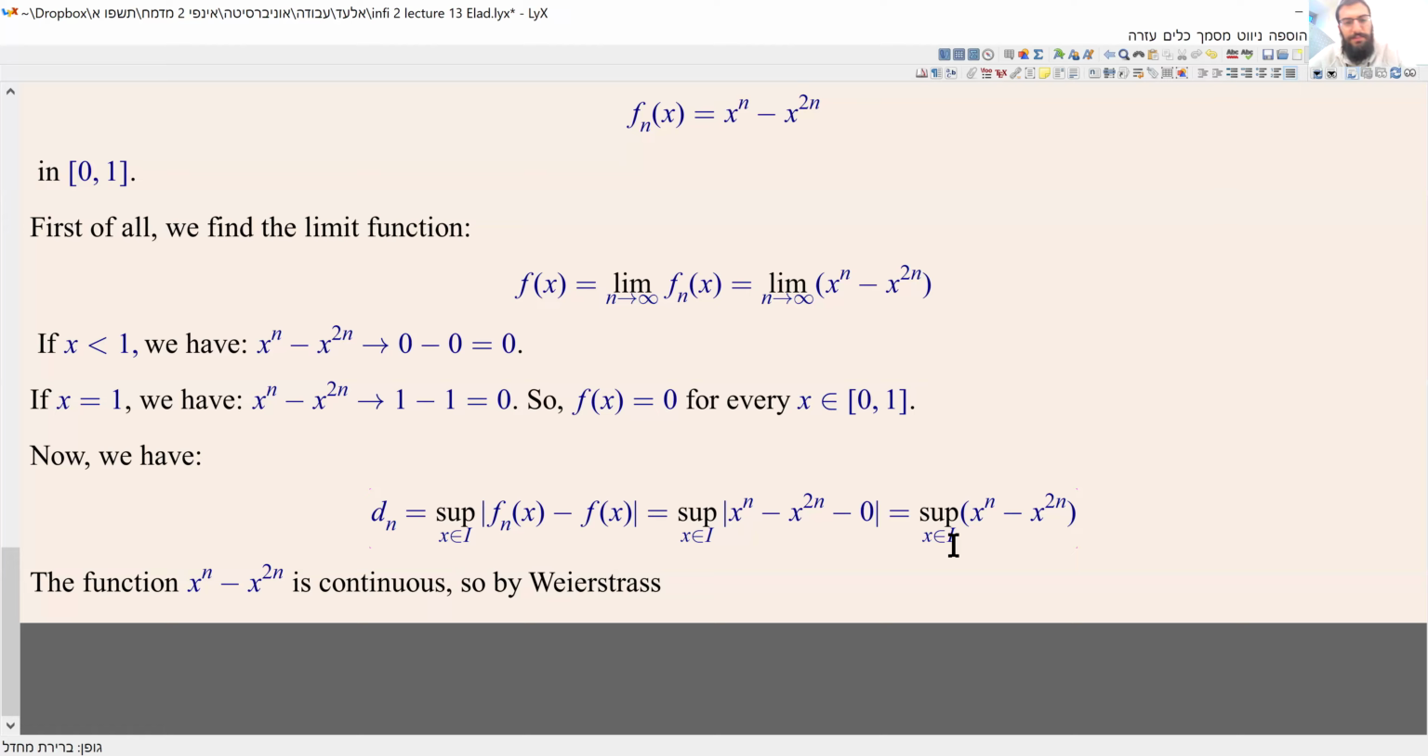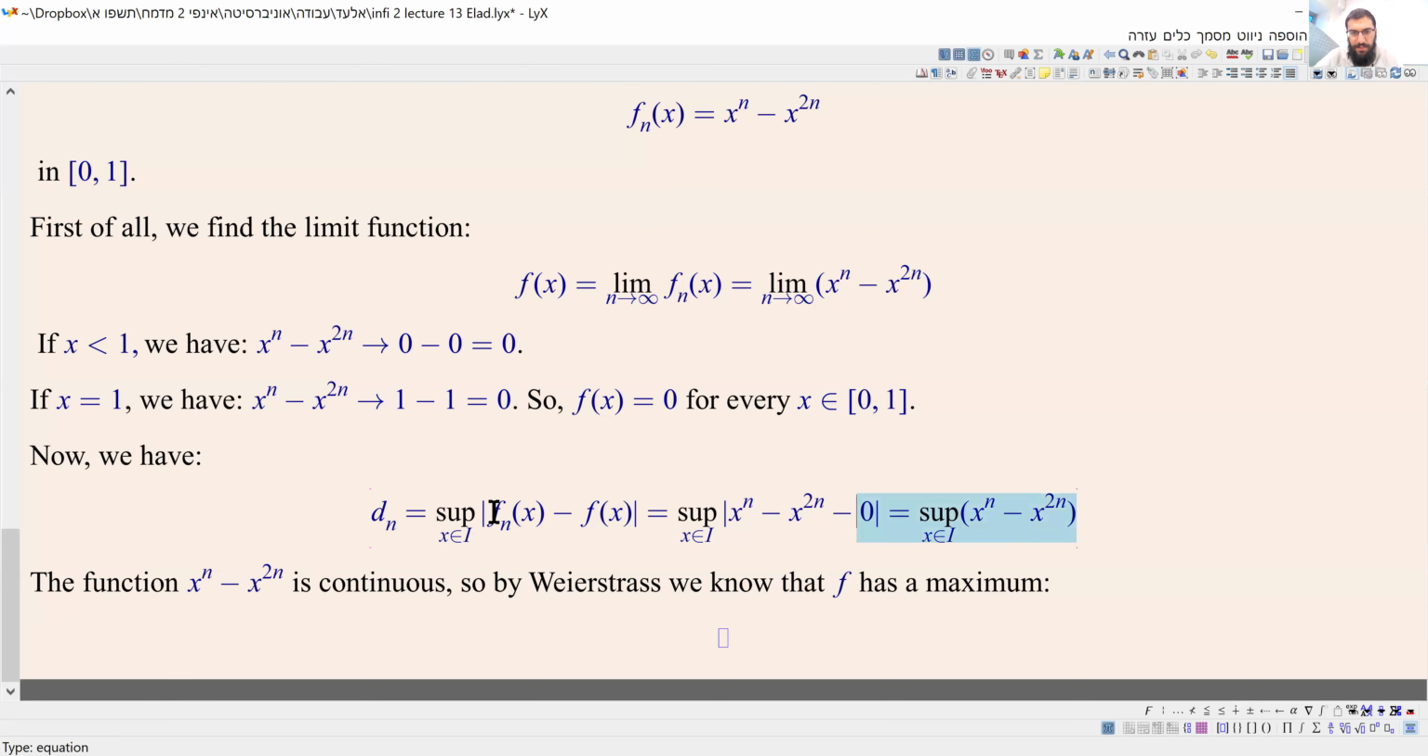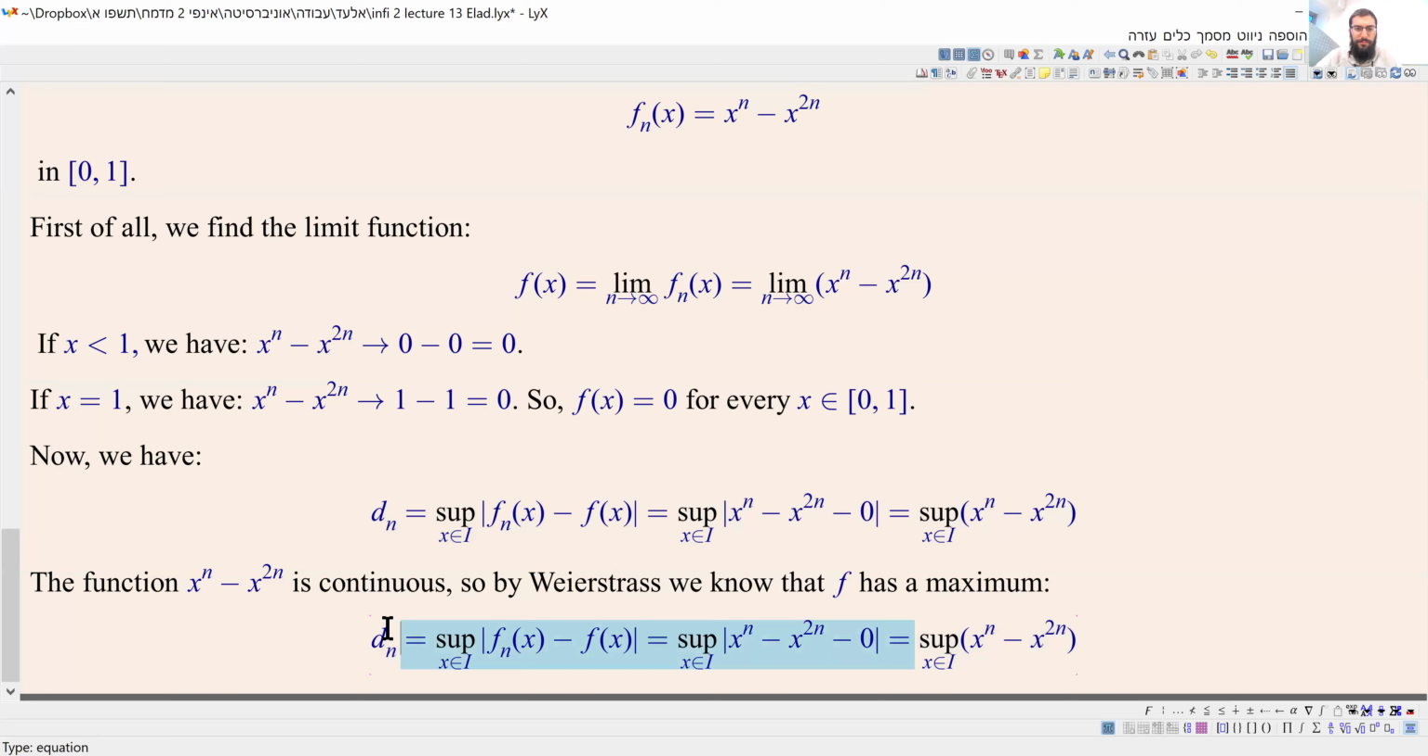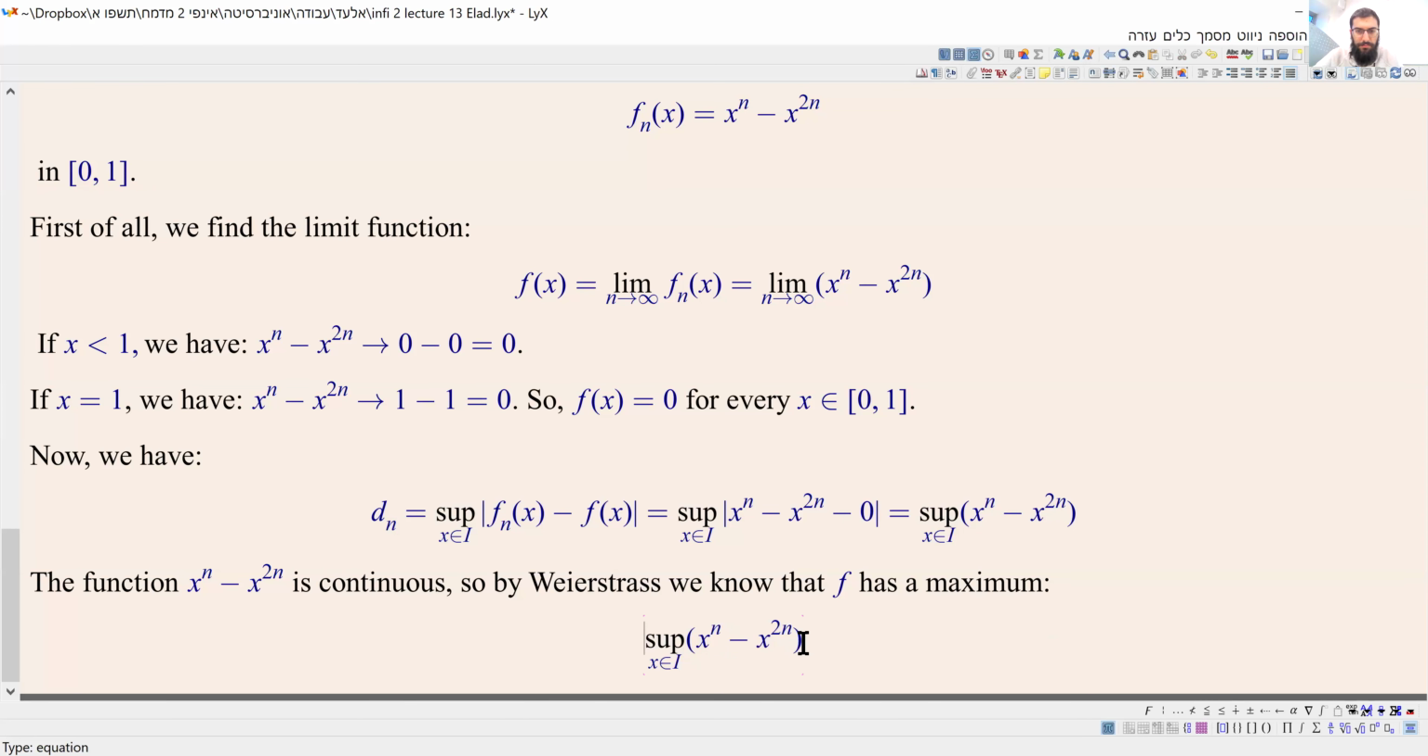So by Weierstrass, we know that f has a maximal value, a maximum. We can write max instead of sup. Okay, so it's just a cosmetic fixation. Instead of sup, you wrote max.